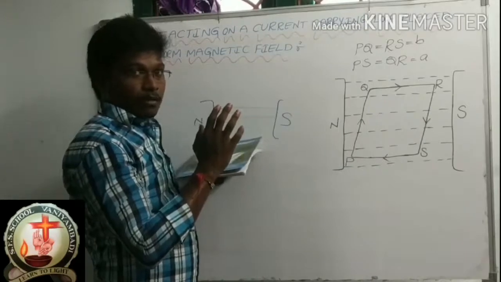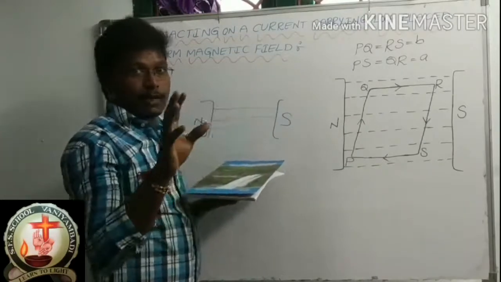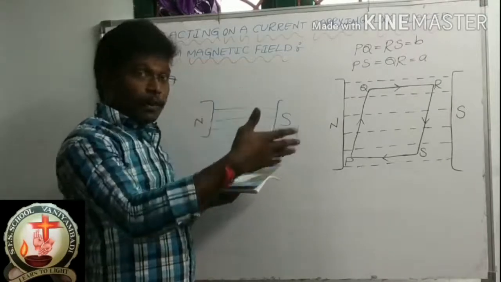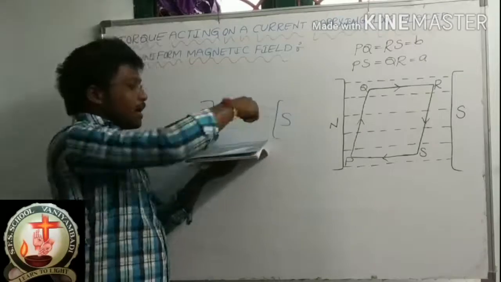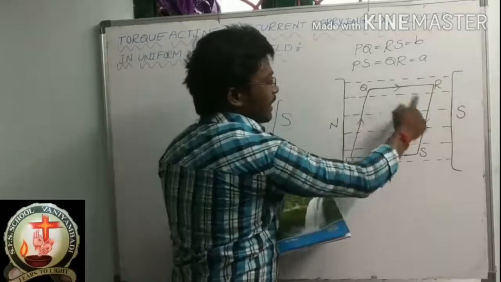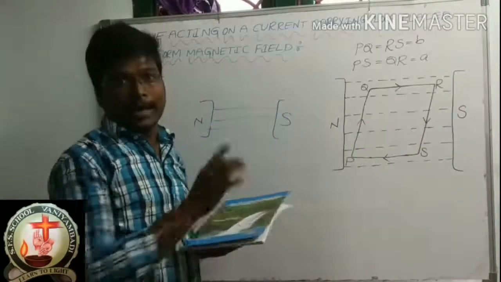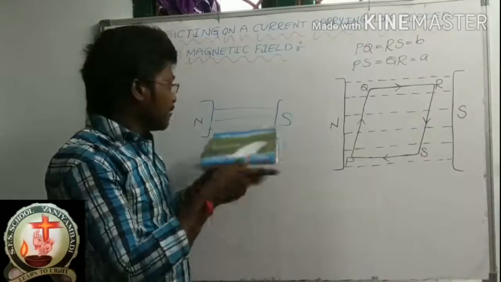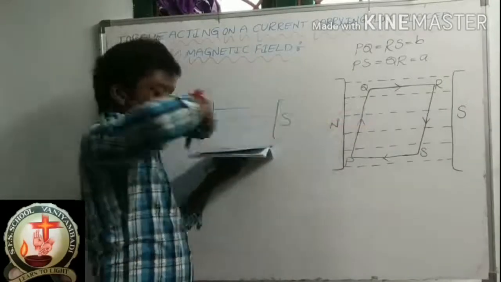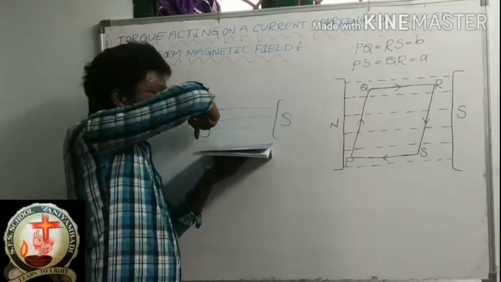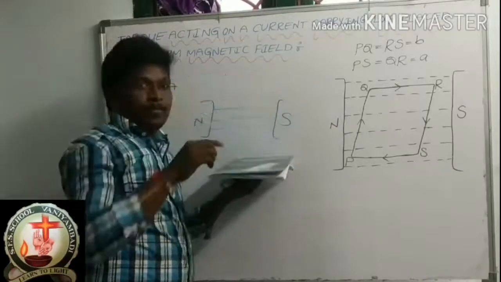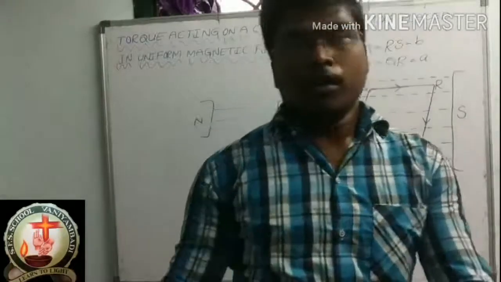This is just for your convenience. This is the top view, and this is how I place the loop PQRS. And what is the direction of the current? These arrow marks indicate the direction of current. The direction of the current is P to Q, Q to R, R to S, and S to P. This is the direction of current. You can remember this point.